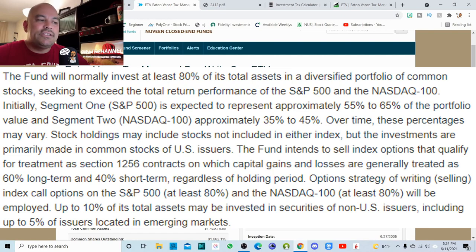Option strategies of selling index call options on the S&P 500 and the NASDAQ 100 will be employed. Up to 10% of its assets may be invested in securities of non-U.S. issuers, including up to 5% of issuers located in emerging markets. So they sell call options on indexes, not on the stocks. So they're trying to create income.